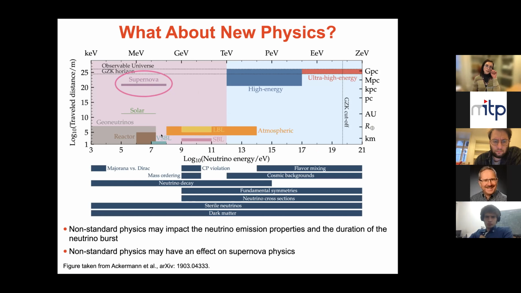And so in the context of supernovae, the concepts that we want to use to constrain non-standard physics are mostly, for example, if we use neutrinos as observables, then we could impact the signal of the neutrinos either in its duration or in changes in the emission properties that are different from the standard ones. Or at the same time, we can also affect the physics of supernovae themselves.